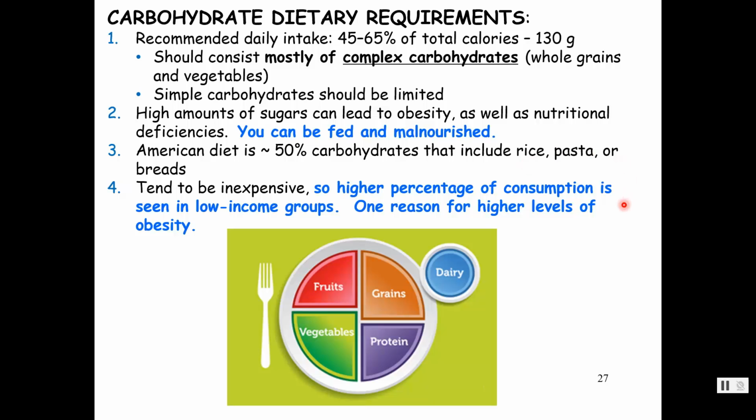And the reason we tend to consume too many carbohydrates is, once again, that they're inexpensive. So a higher percentage of consumption is seen in low income groups. And we are going to talk about obesity, and how that does not hit all people groups equally. Sugary foods are the cheap foods. So if you are on a tight budget, you're going to buy those foods. And so that's one of the reasons for higher levels of obesity in low income groups.